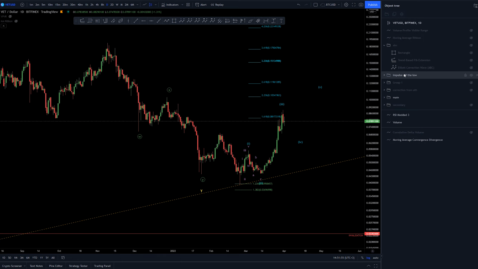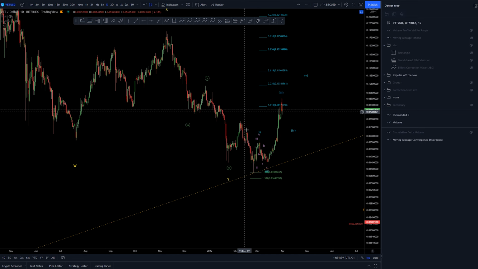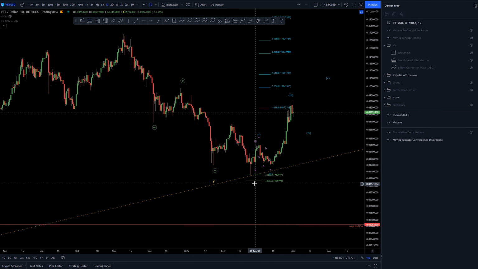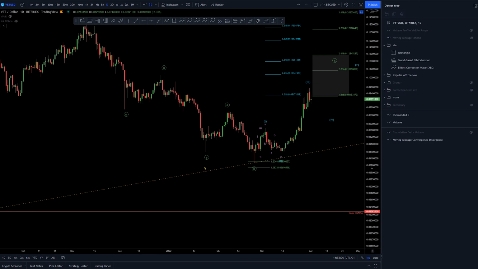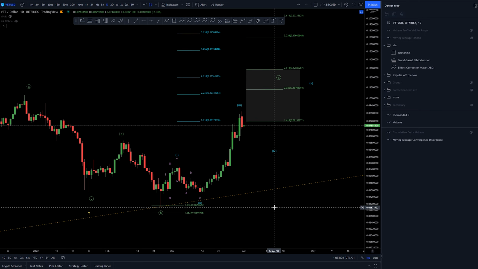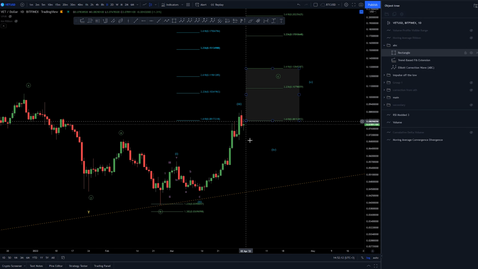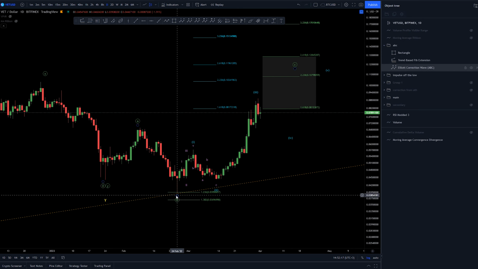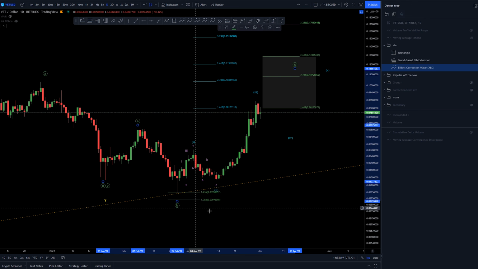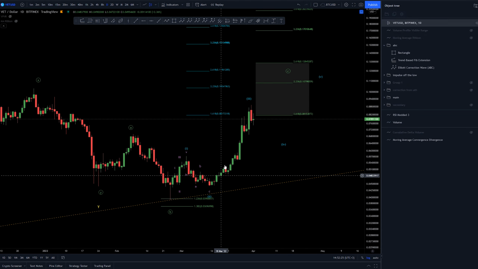But yeah, basically this option here. Again, same WXY down here, but instead of ending down here, we're ending it here. Why is this? Well, it is because of this potential ABC exponential, expanding flat, sorry. This here is the B pocket for the expanding flat, and it hits the target really well before heading higher.